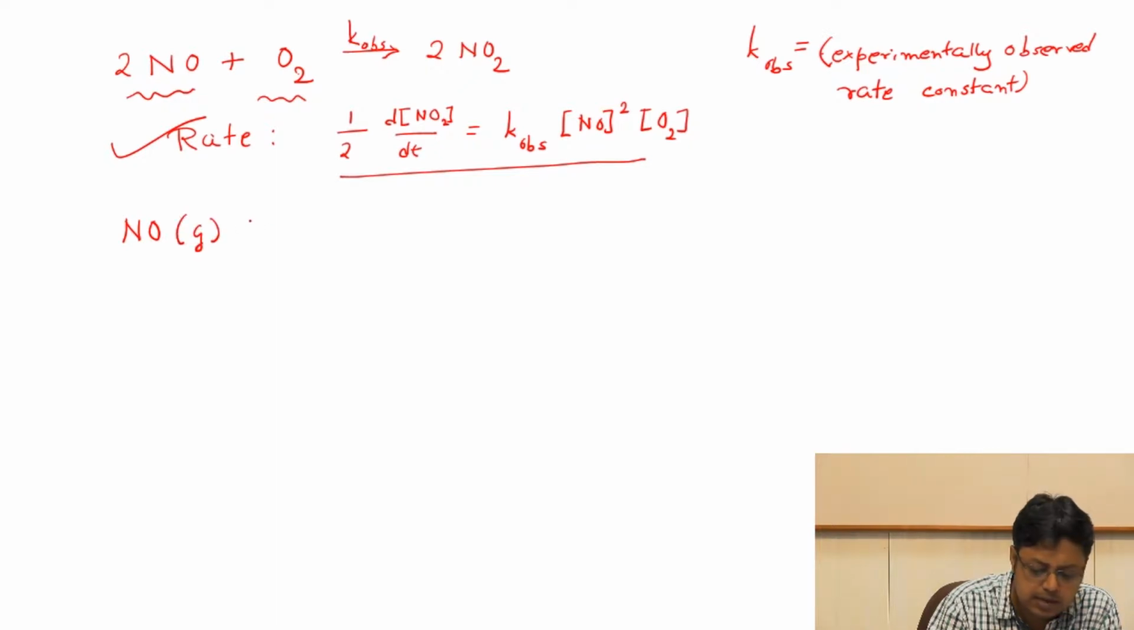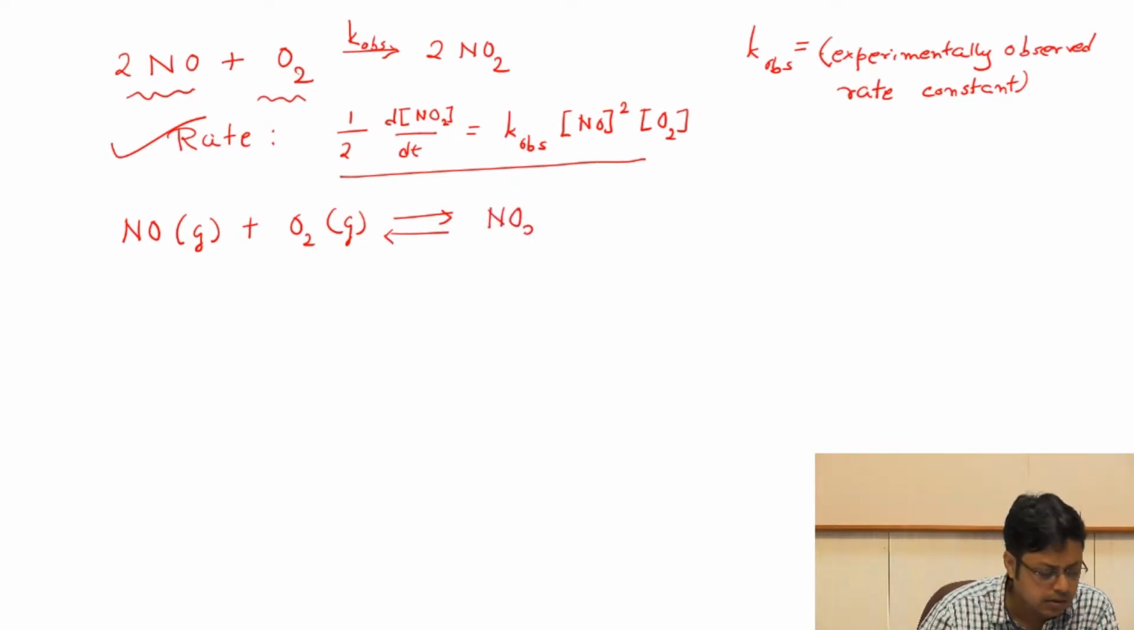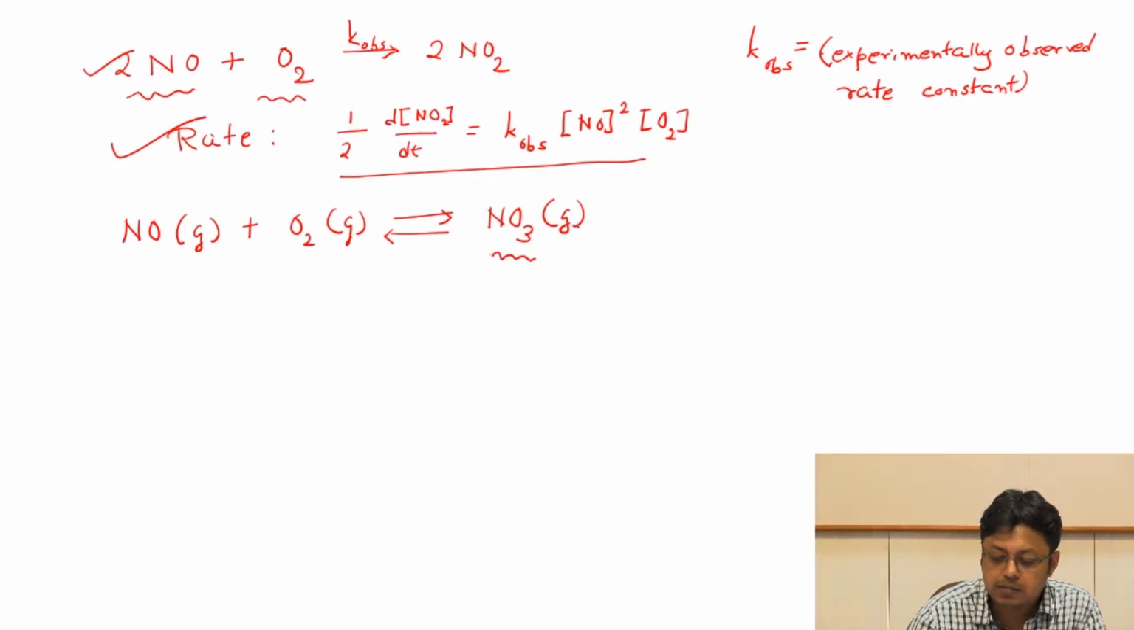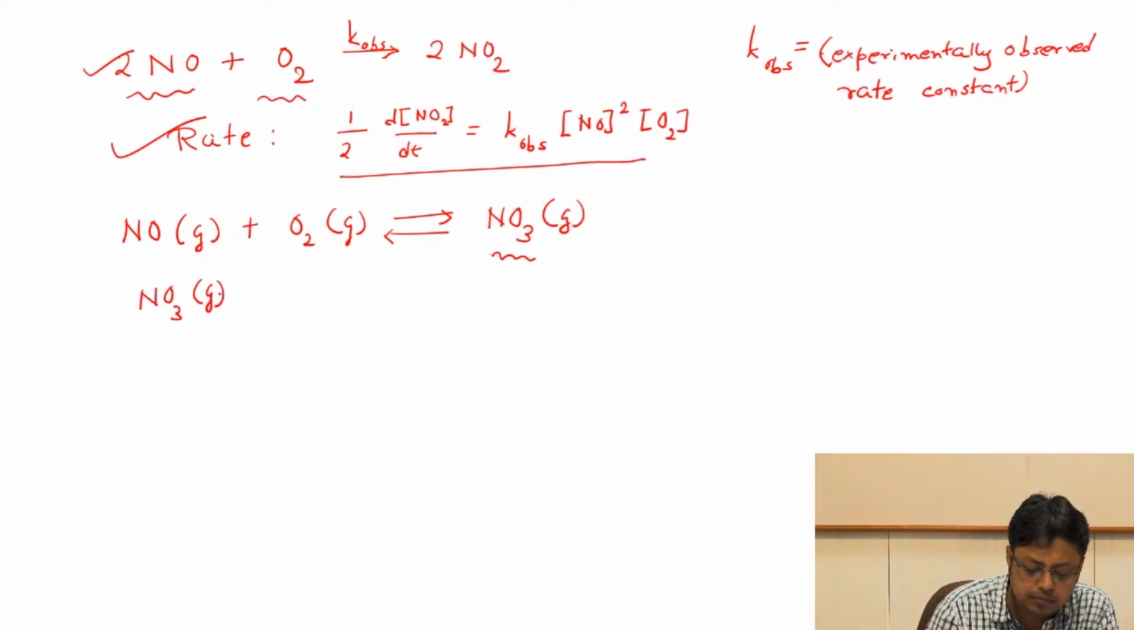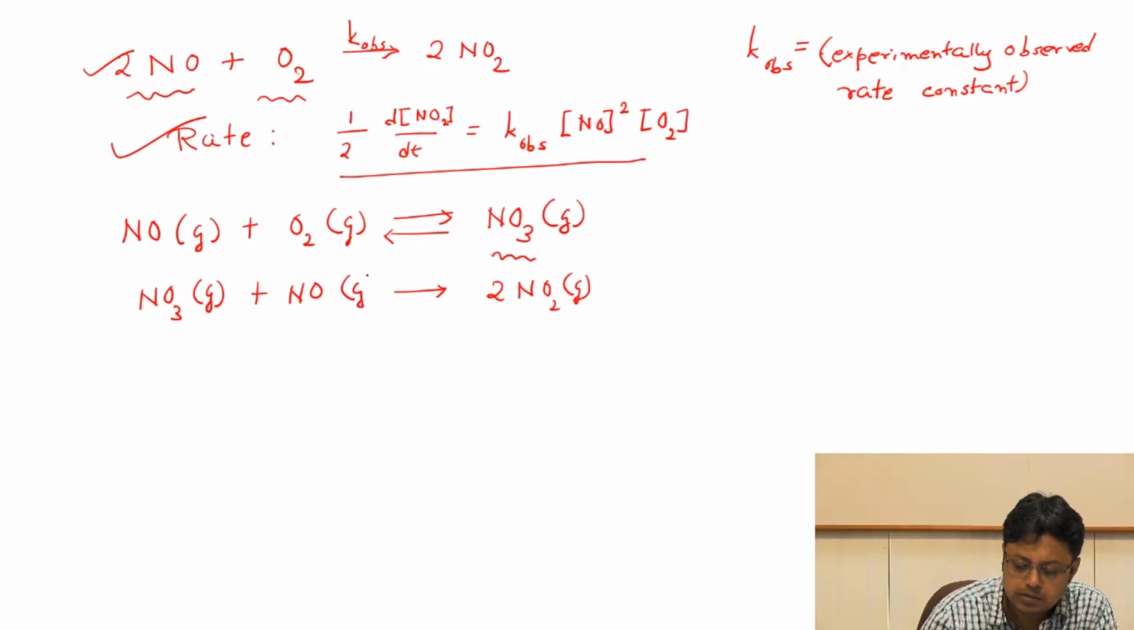So that first model says that in the first step, nitric oxide gas and oxygen gas react in a bimolecular reaction, and that forms nitrogen dioxide. Now if you see the stoichiometric equation, NO3 doesn't come into the picture, so NO3 must be a reaction intermediate which you do not observe. And in the second step, this nitrogen trioxide gas reacts further with nitric oxide to form two molecules of nitrogen dioxide. They are all gas phase species.